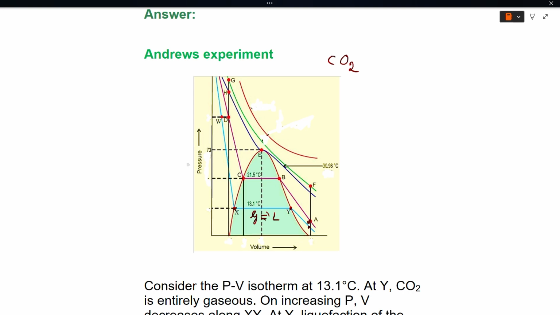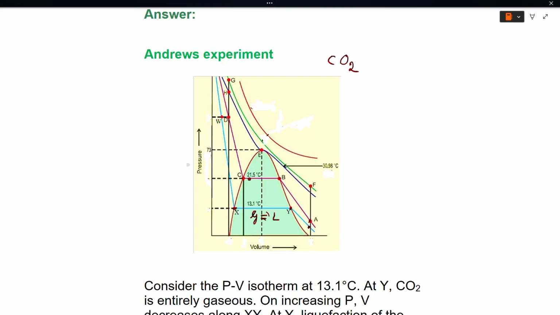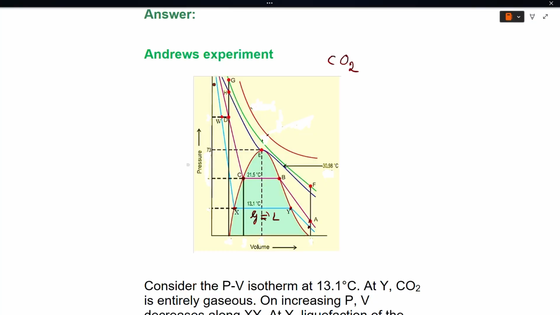You can see that the gas represented by the point A remains in the gaseous state till the point B. At the point B, it starts liquefying, and throughout this curve from B to C, both gas and liquid coexist. At the point C, the whole of the gas gets converted into liquid, and from there we have only the liquid state.